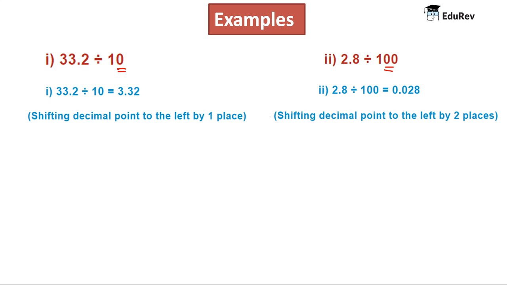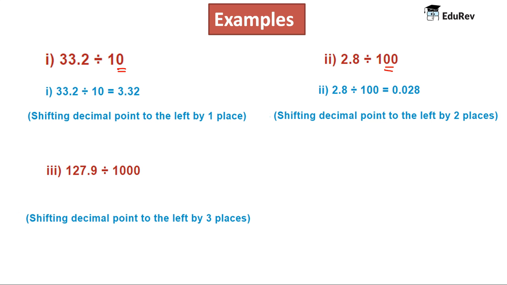0.028. The third example is 127.9 divided by 1000. Now shifting this decimal point to the left by 3 places, we will get 0.1279. 1 place, 2 places, 3 places. Shifting this here, we will get 0.1279.